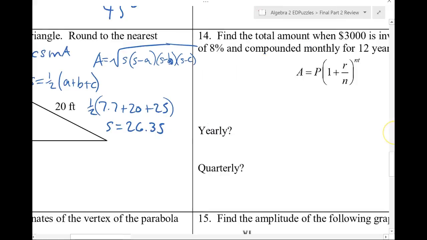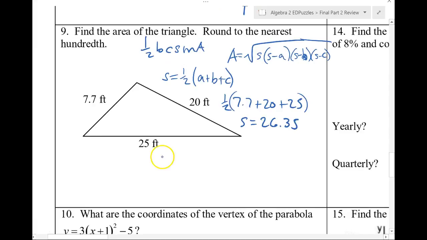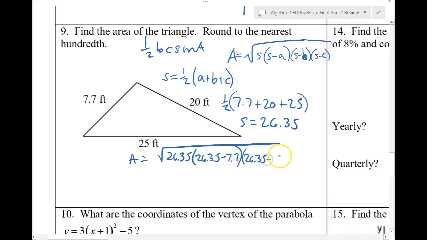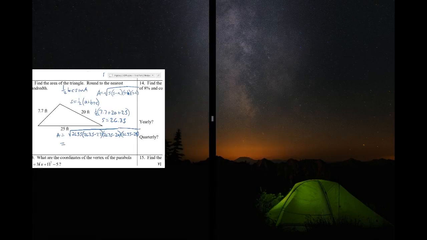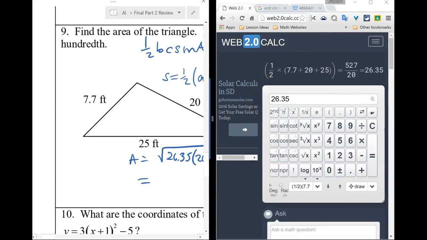Okay, now take your S and set up the formula. Okay, so 26.35 times 26.35, because remember it's S minus the first, minus whatever side you choose first. Then again 26.35 minus the next side. Then again 26.35 minus the next side. Okay. Then we go ahead and plug that in. Our calculator.